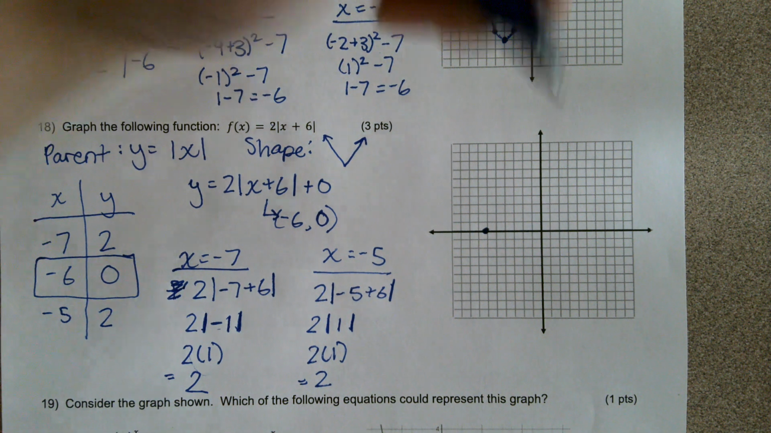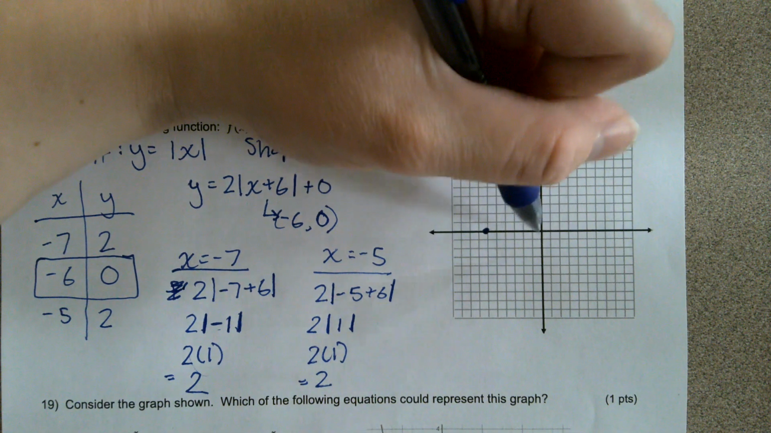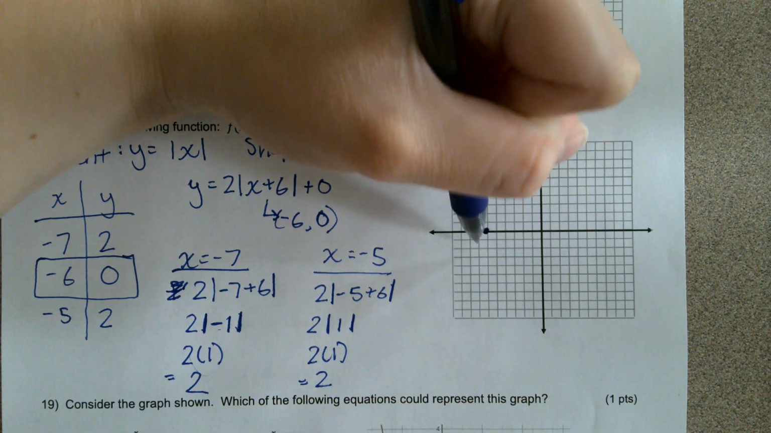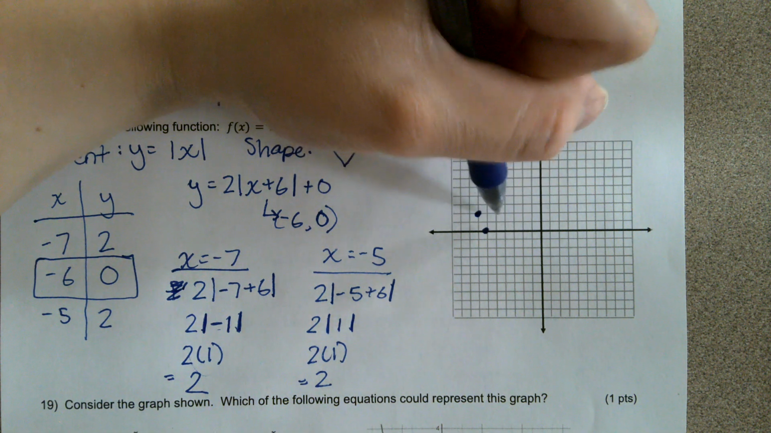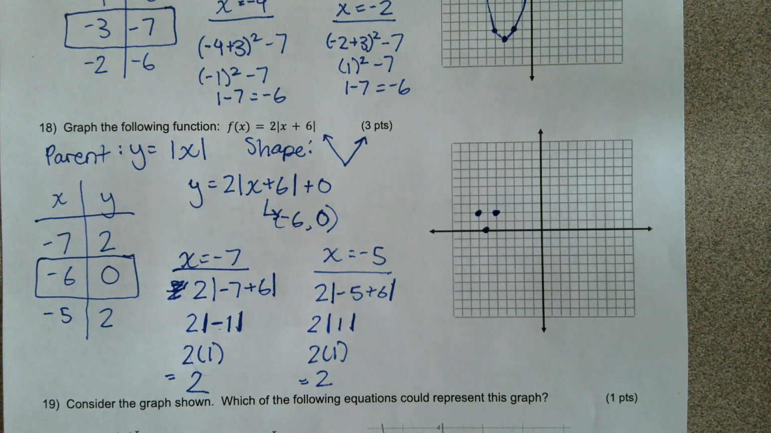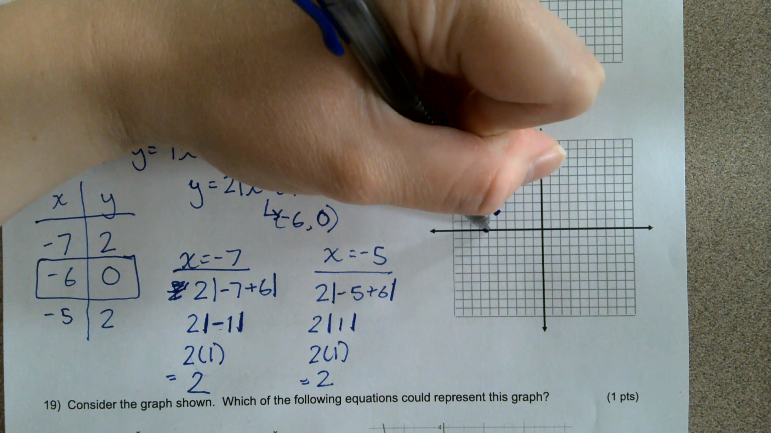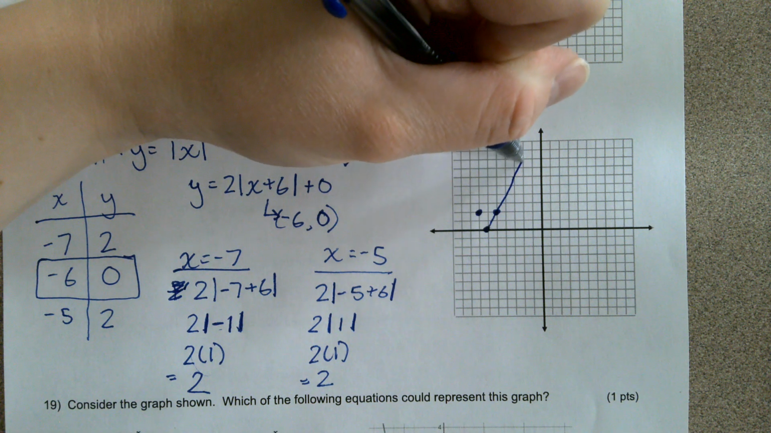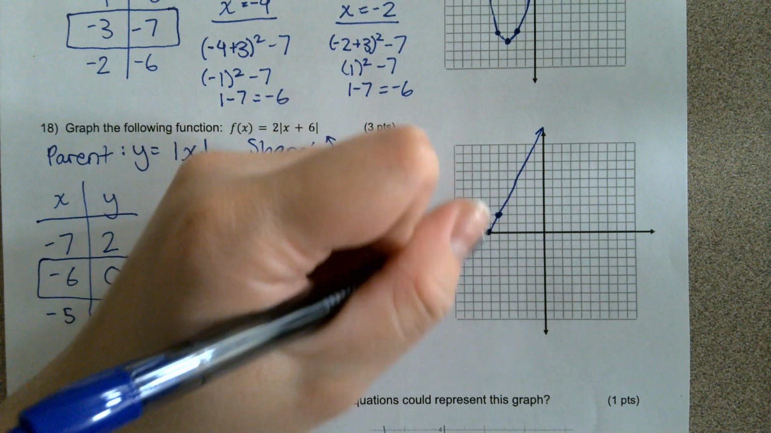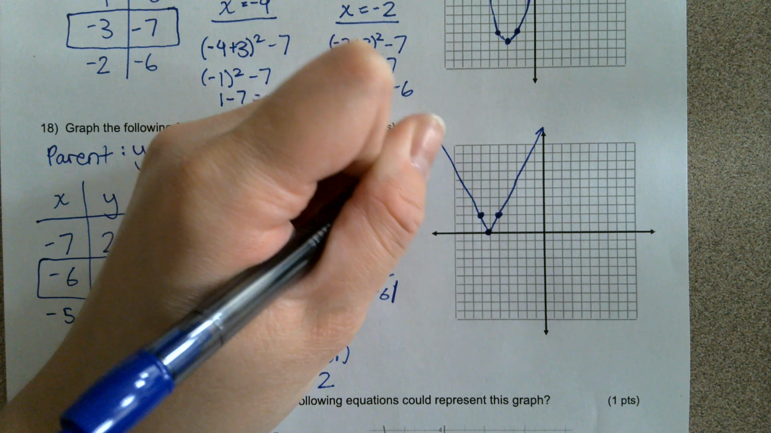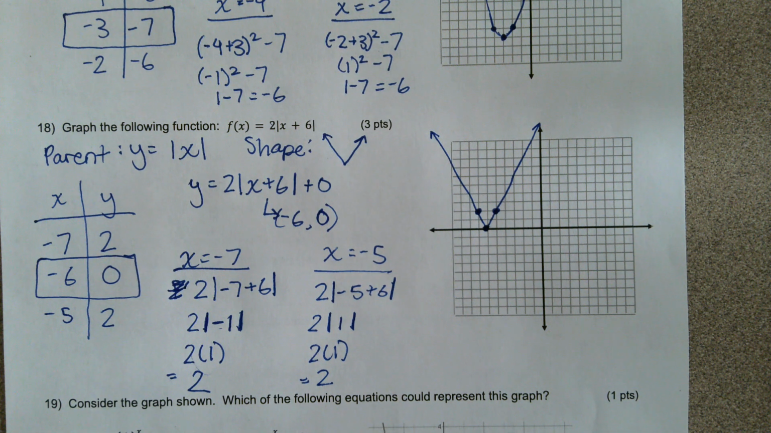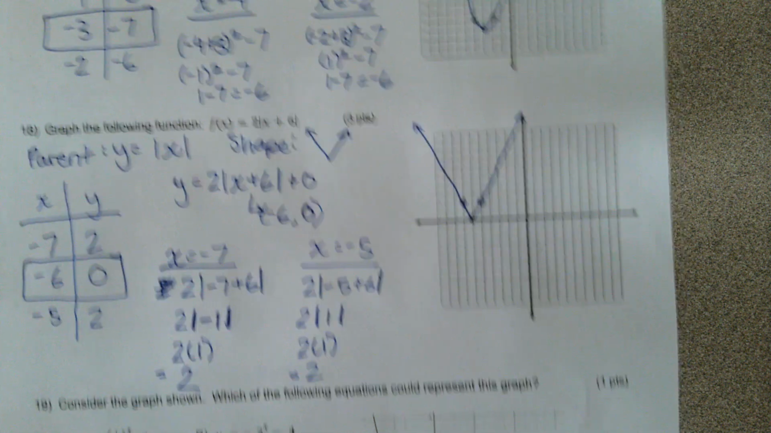Let's graph our 2 new points. Negative 7, 2, and up 2. And then negative 5, 2. Again, this part's important. Make sure your shape is correct. You could easily make this a U if you wanted to, but this is supposed to be a V. So it's going to look like that. Clearly a V shape.